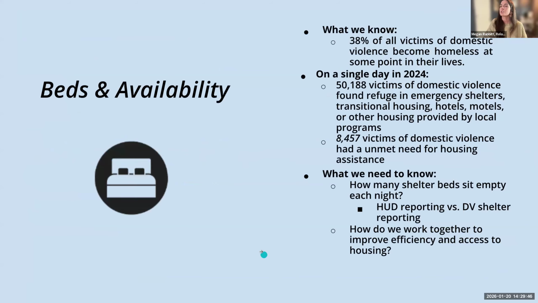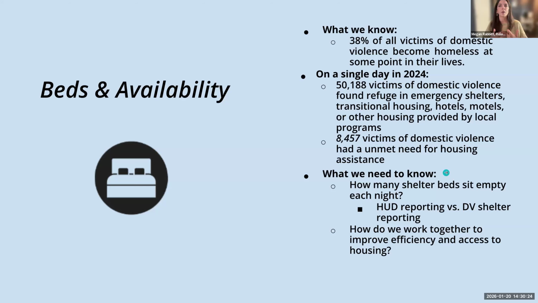And on a single day in 2024, 50,188 victims of domestic violence were given refuge in emergency shelters, transitional housing, hotels, motels, or other housing provided by local programs. That left 8,457 victims of domestic violence with an unmet housing need. What we need to know.